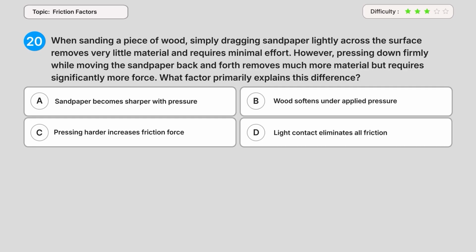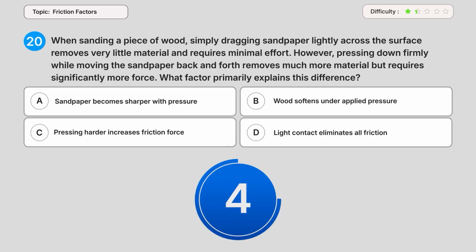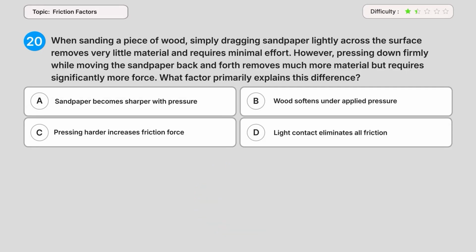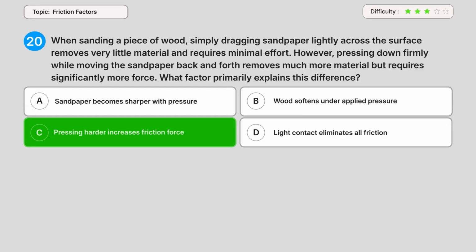A. Sandpaper becomes sharper with pressure. B. Wood softens under applied pressure. C. Pressing harder increases friction force. D. Light contact eliminates all friction. Can you guess the answer? Correct answer, C. Pressing harder increases friction force.